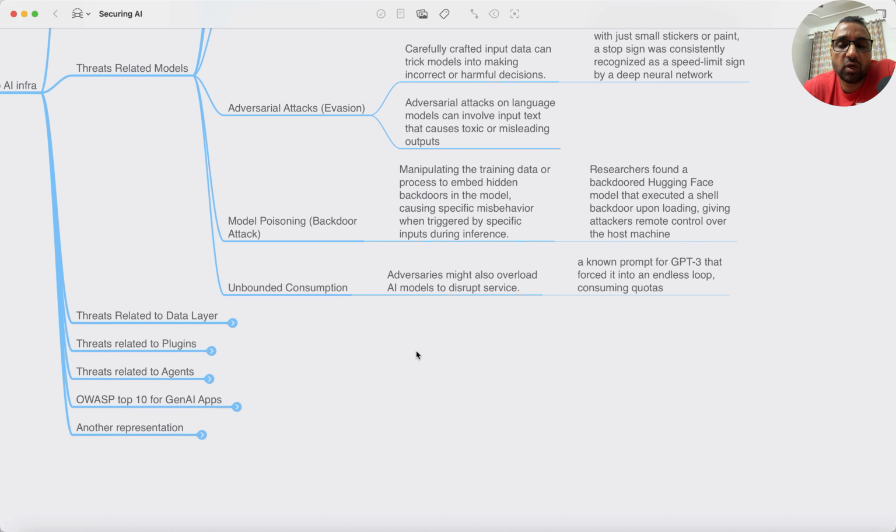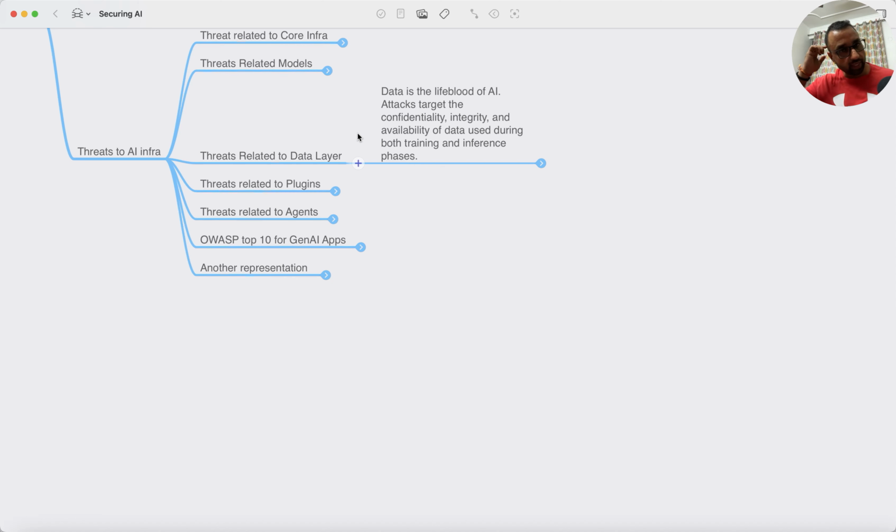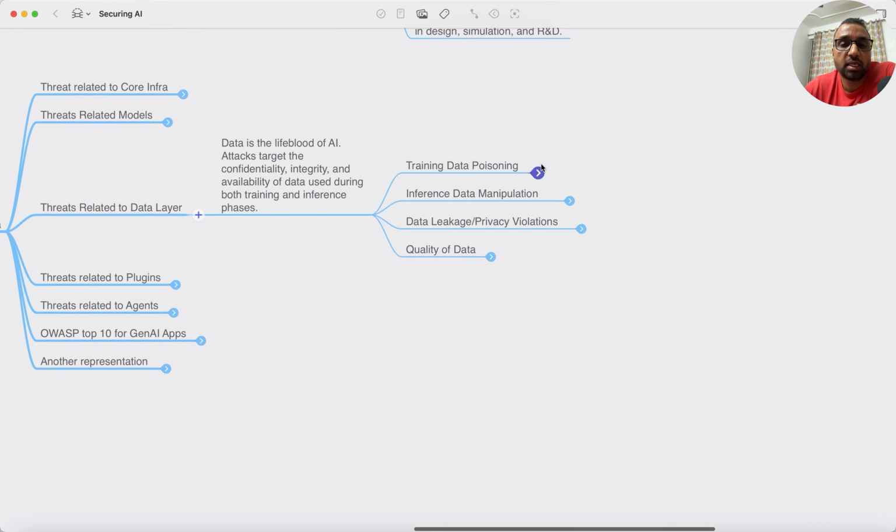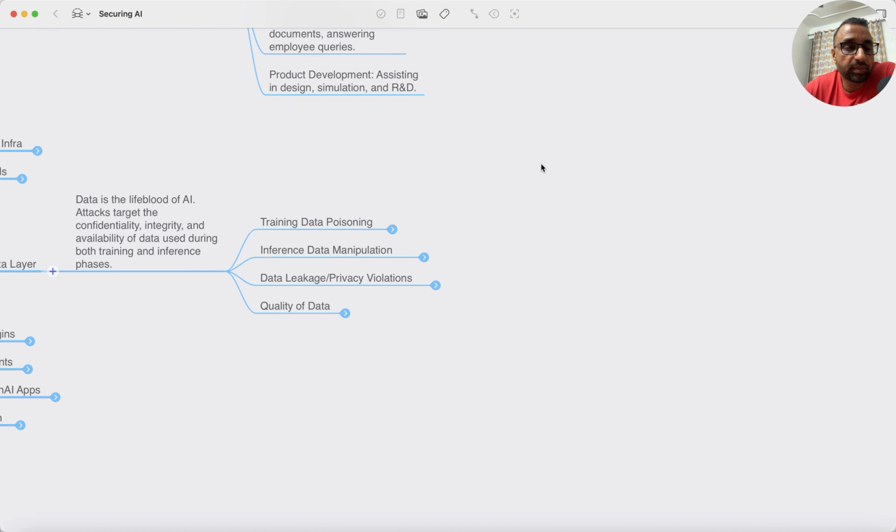With that, let's get into the threats related to the data layer. Okay, the data layer is, as you can imagine, the lifeblood of AI. Attackers can target the confidentiality, integrity, and availability of data during both training and inference phases. This could include poisoning of training data, inference data manipulation, data leakage or privacy violations, and quality of data, of course. Let's start with the training data poisoning concept, right?